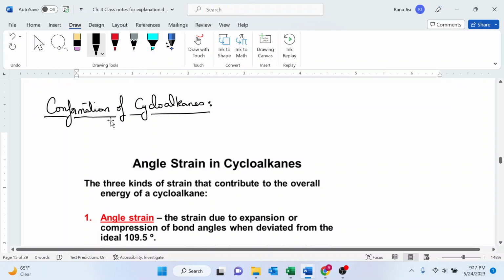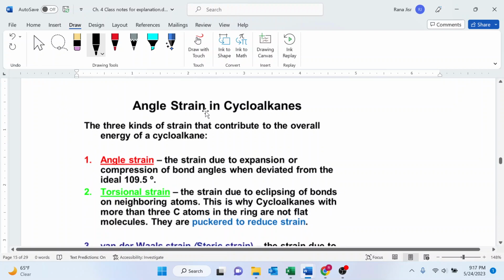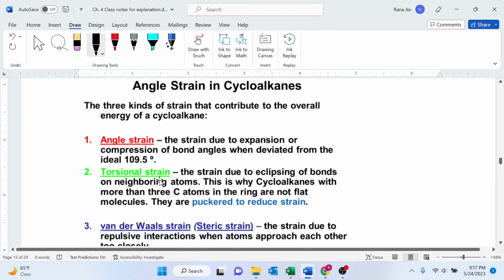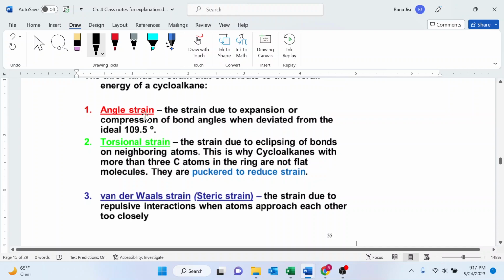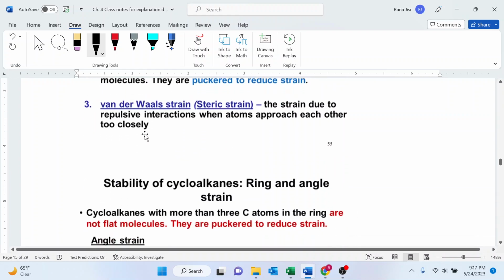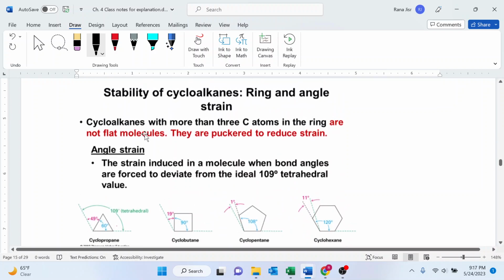Now, as for the conformation of cycloalkanes, so if you have an alkane in a cycle and you want to draw its conformation, cycloalkanes still have torsional strain and they have steric strain. But there's an additional type of strain that they have, which is called the angle strain. Angle strain is a strain when the bond angle deviates from 109.5, whether it's less than 109.5 or more than 109.5. Let's have an example.